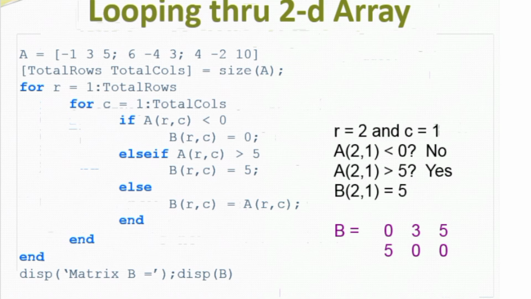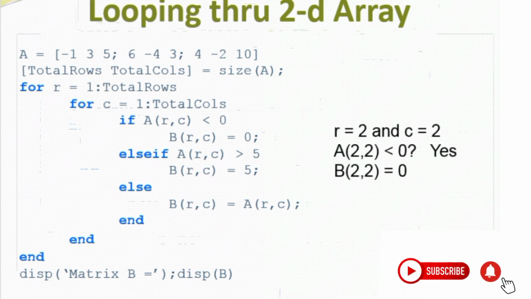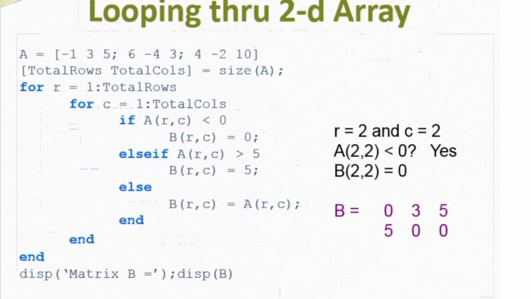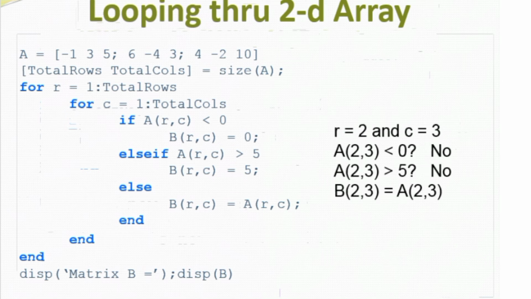So now we get to row 2, column 2, and if I look at that, it's -4, so it is less than 0, so B2,2 will be set to 0, which represents no change from where we were before. I'm now at row 2, column 3. That value is a 3. It's not less than 0. It's not greater than 5. So that last entry in row 2 of B is going to be set equal to 3. Now I've completely finished row 2. My inside loop is done again. I return to the outside loop and I move on to row 3.